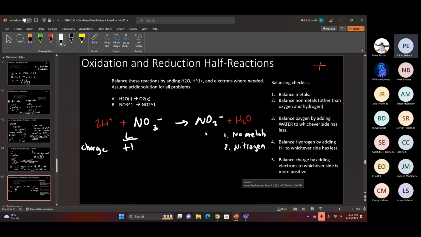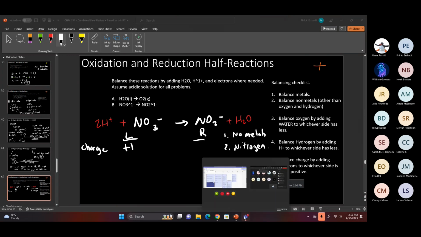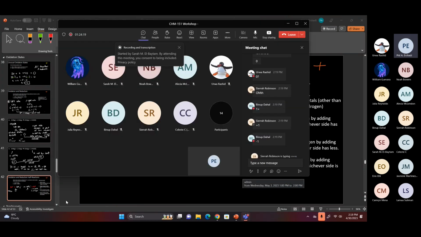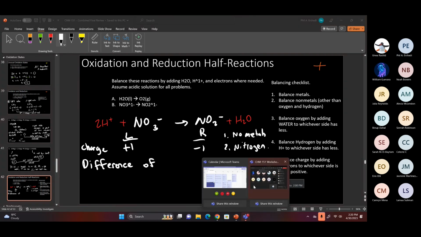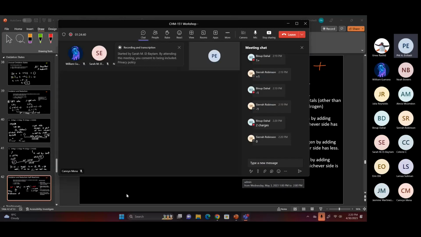Now on the right. Look on the right. What's my total charge on the right? -1. Good. So now, how far apart are they? What's the difference between +1 and -1? 2 charges. Very good.